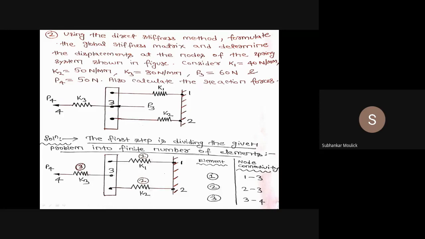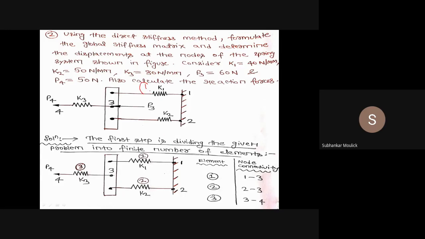Since I need to formulate the global stiffness matrix for the entire problem, before that I will find out the local stiffness matrix for each and every element. That is, for element 1, what is the stiffness matrix? For element 2, what is the stiffness matrix? For element 3, what will be the stiffness matrix? Then we will assemble all three stiffness matrices of the individual elements to get the global stiffness matrix. So let us find out individually the local stiffness matrix for each and every element.